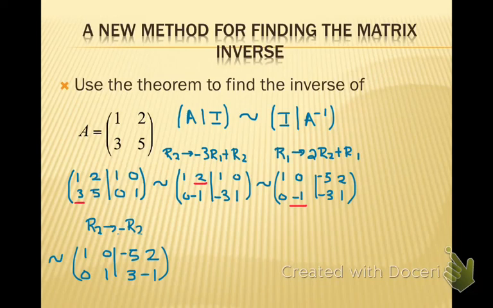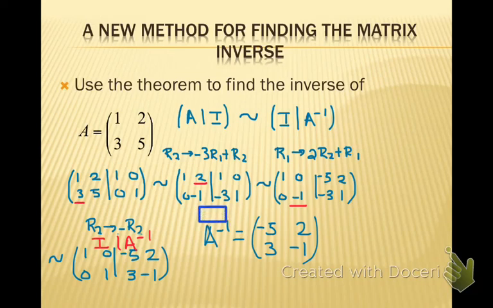So notice that what I have, again, I finished because now A is equal to the identity. So on the left I have the identity, and on the right I have the inverse of A. So we know that A inverse is equal to -5, 2, 3, -1. And hopefully you'll notice that this is exactly the same result that we got previously for the same matrix when we used the formula for 2 by 2 matrices to find its inverse.